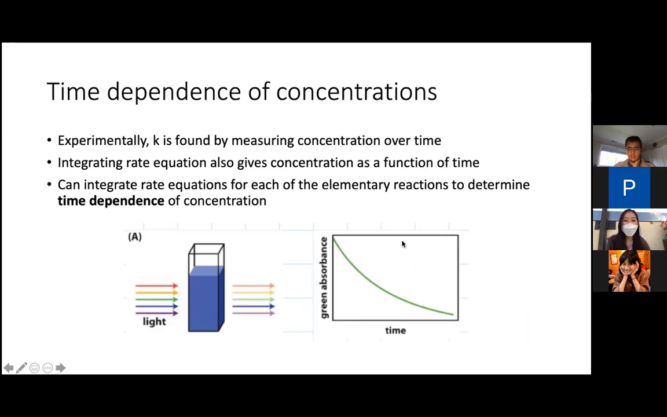Experimentally, we can manually do this. We can measure the concentration over time, and we can do this by measuring the absorption of light, which changes as the concentration changes. I won't go into the details of this, but basically this is how experimentally we can measure the concentration of a reaction over time. But then we can also integrate the rate equations to get expressions that give us concentration over time.